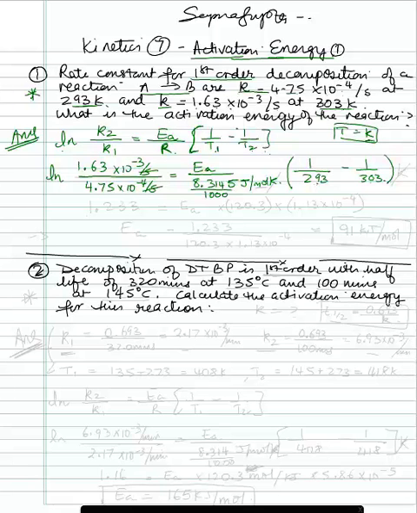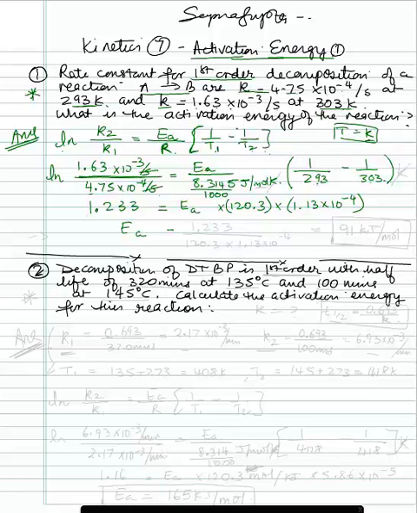Then take the natural log of 1.63 times 10 to the negative 3 divided by 4.75 times 10 to the negative 4. You do that on your calculator. You should get an answer of 1.233. If you don't get that, come and see me in class. And then EA is going to be, and do the calculation over here as well, 120.3 times 1.13 times 10 to the negative 4. That's coming from the temperature, and this is coming from the R value.